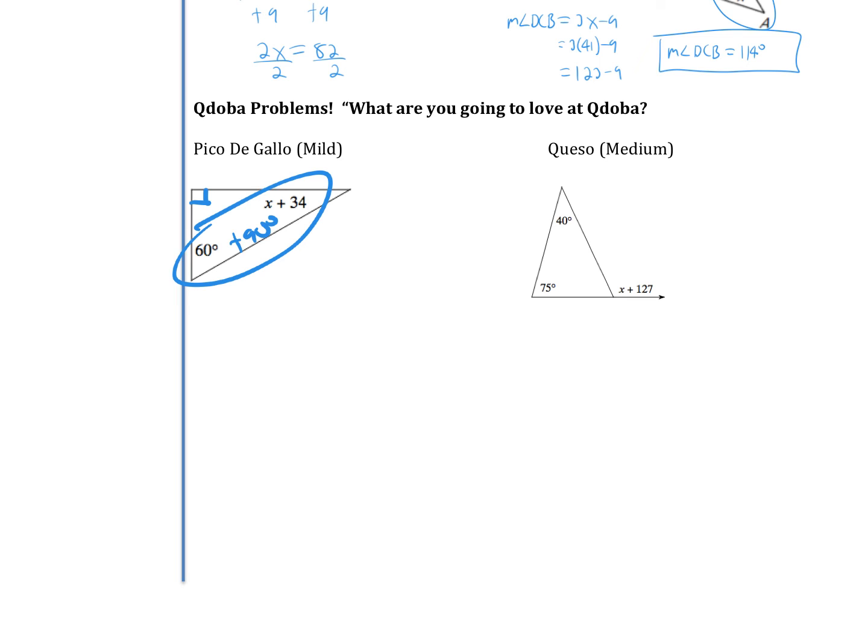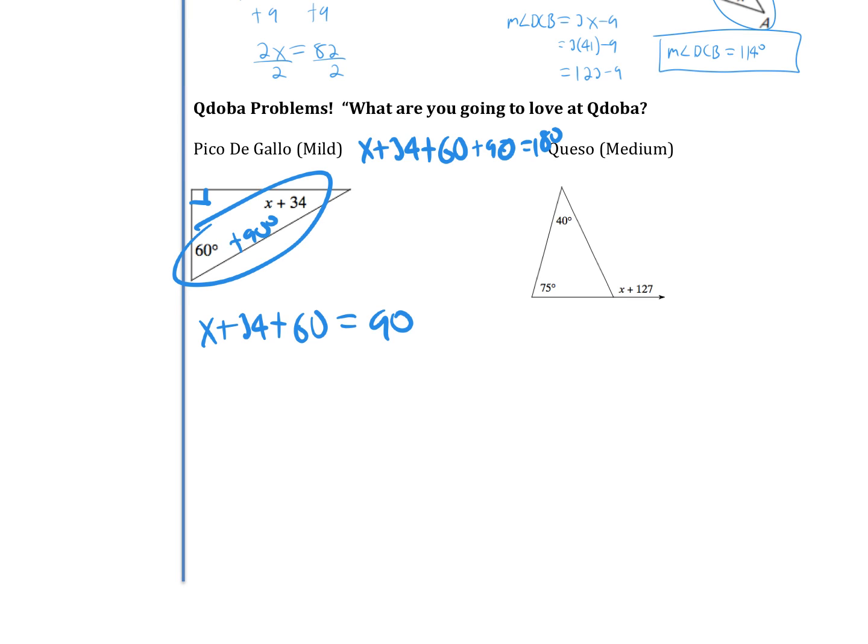But if you wanted to, you could just do x plus 34 plus 60 plus 90 equals 180. You could also do that because all the angles inside a triangle add up to 180, or you could just do x plus 34 plus 60 equals 90, right? That's another way you could do it. Either way is totally fine, whatever you're most comfortable with, okay?